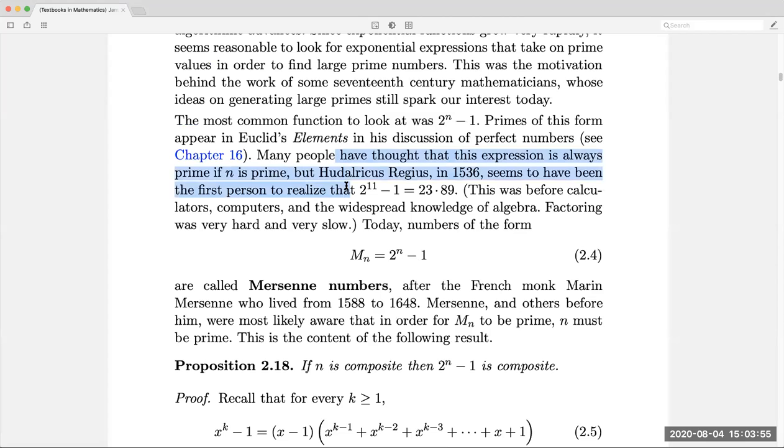Many people have thought that this is always prime if n is prime, but it seems they were the first people to realize this one. But they were so dumb because they didn't check even the prime number 11, okay? Do you know what this means? It means that initially they thought that 2 to the power n minus 1 is a prime number if n is a prime number. But even for n equal to 11, it is not a prime number.